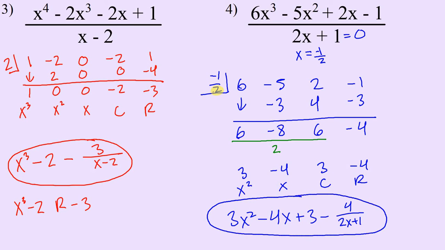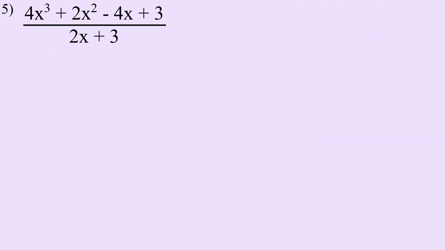All right, there you have it. Practice a fraction one on your own. See what happens when you do this one. So pause it. All right, so now you're going to watch me do it. So your x is negative 3 over 2. So we put that in the box. We have 4, 2, negative 4, and 3.